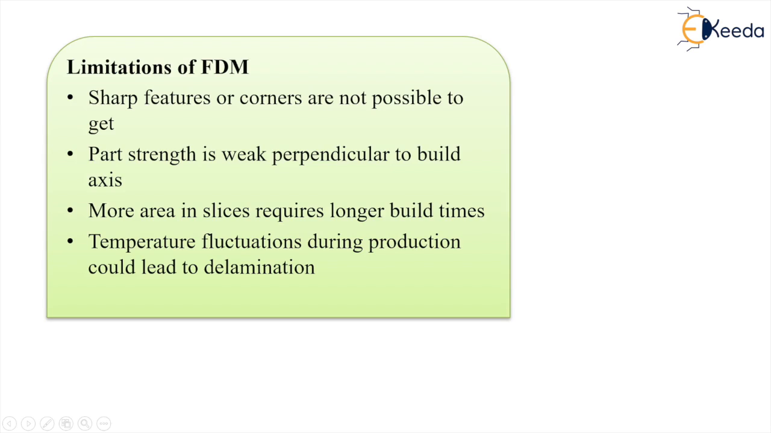Now, what are the limitations of this FDM? Sharp features or corners are not possible to get. Part strength is weak perpendicular to the build axis. More area in a slice requires a longer build time, and temperature fluctuations during production could lead to delamination. So there should not be temperature fluctuation, and if there are temperature variations, it will lead to delamination of these layers.